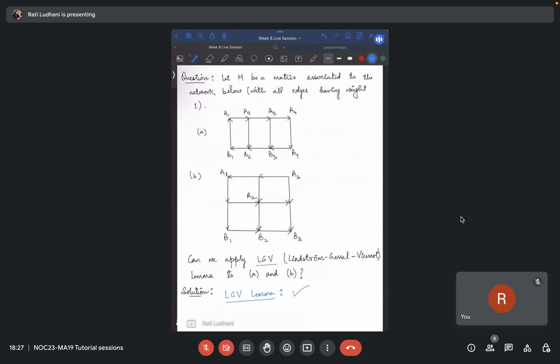For example, if you want to pick a path from A1 to B1, note that this is a directed graph. You can pick A1 to some point, let's say S1. So A1 to S1 and S1 to B1. So this is one path. The other path you can take, you can go like this, and like this. And one more thing, all the edges have weight 1.